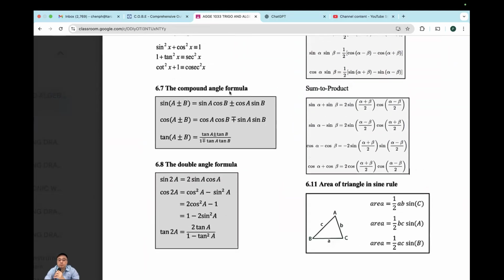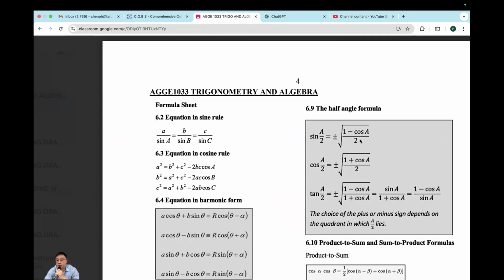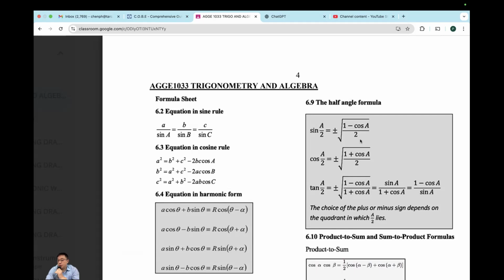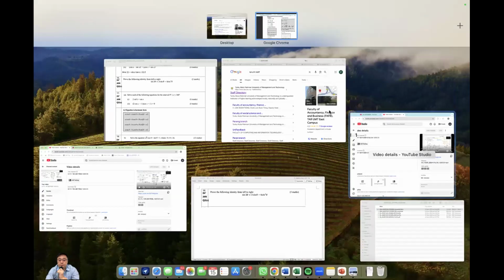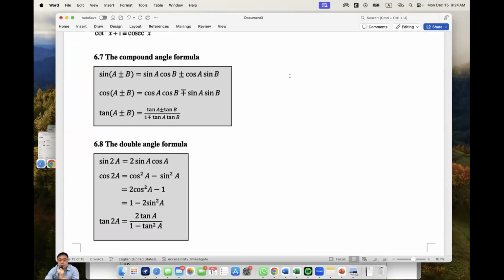Which formula? Compound angle. What else? Double angle. What else? Do we need this one? Okay, we pick these three now. Half angle? Which one? The top one? Very rarely used, maybe in calculus. Okay, so we pick these three formulas.